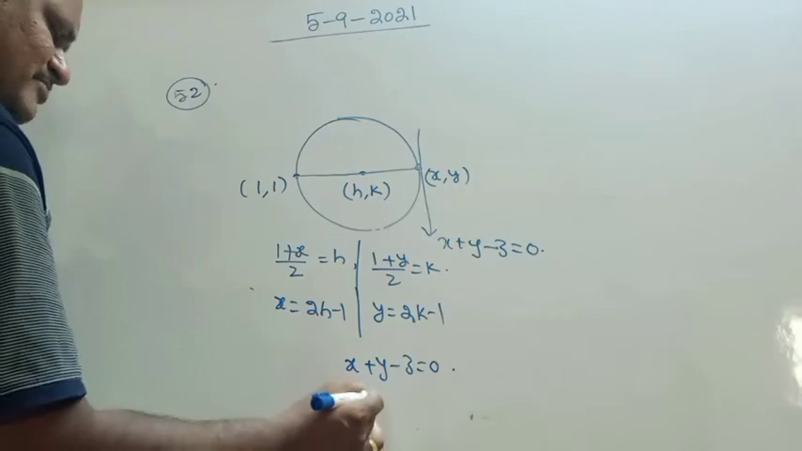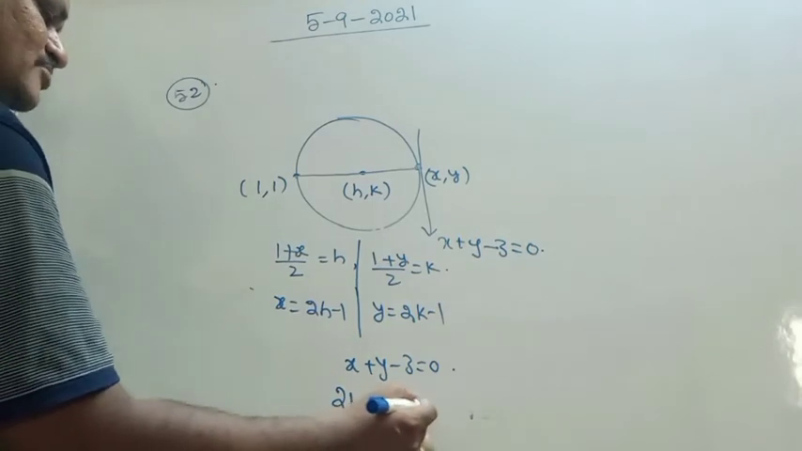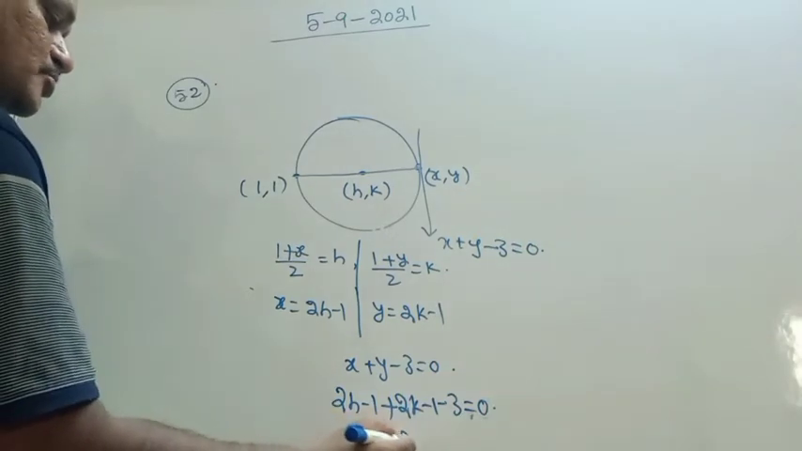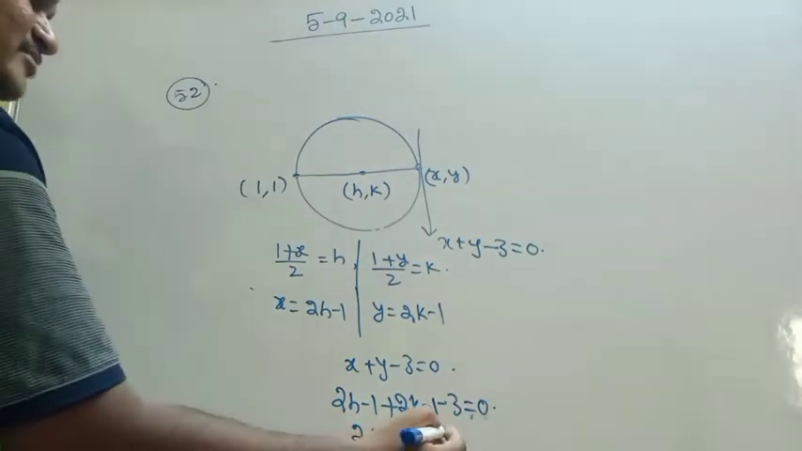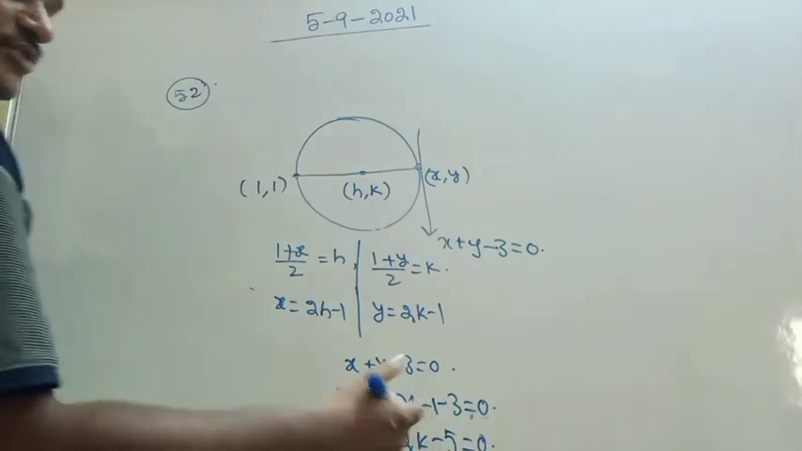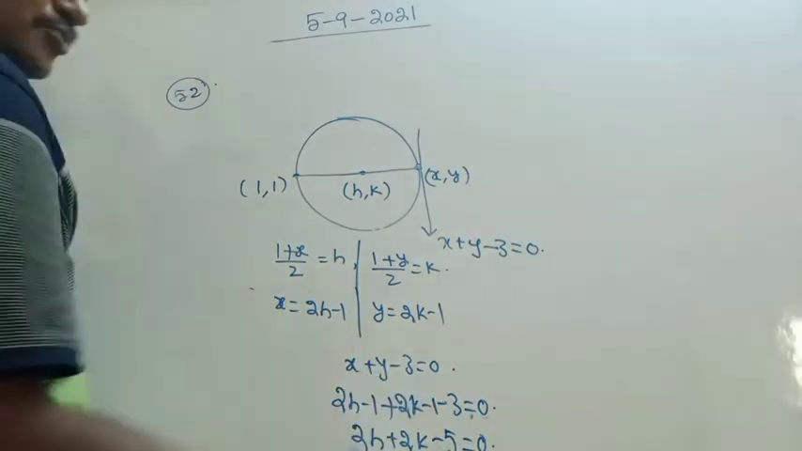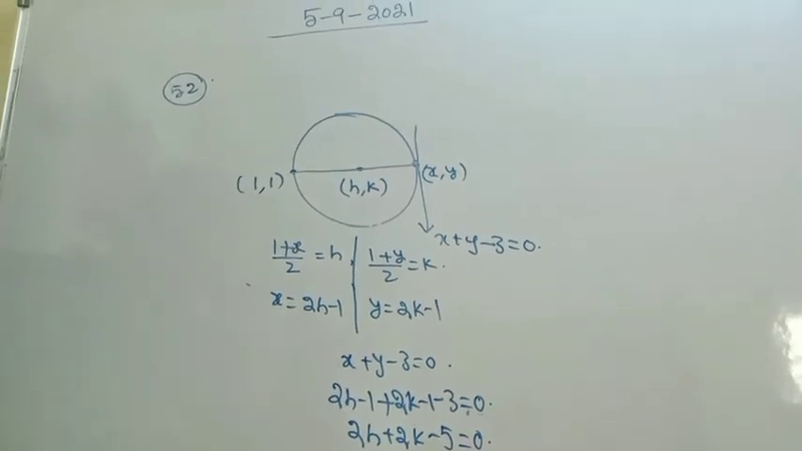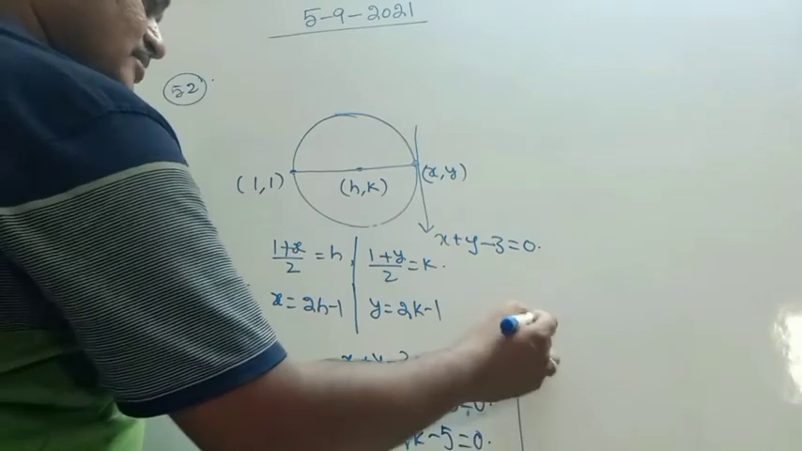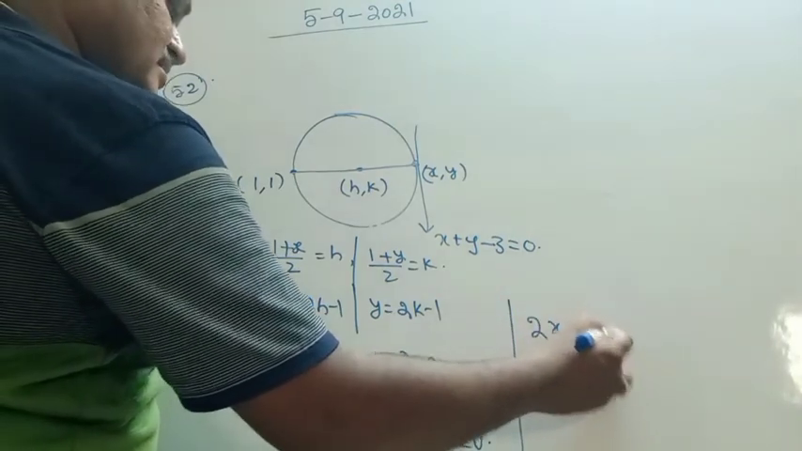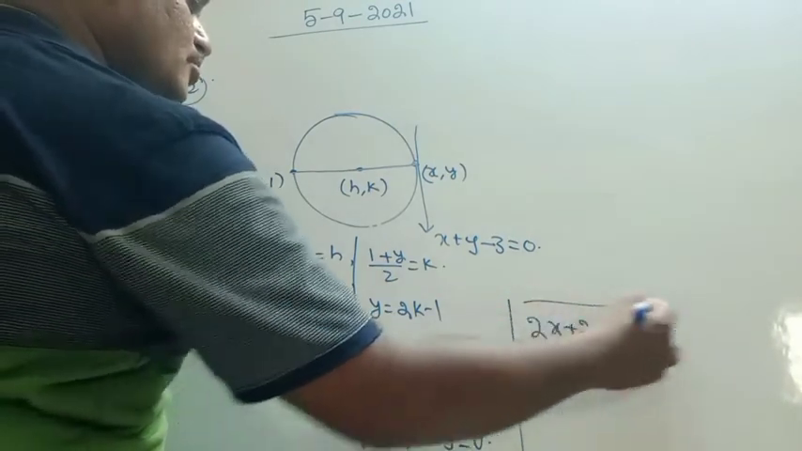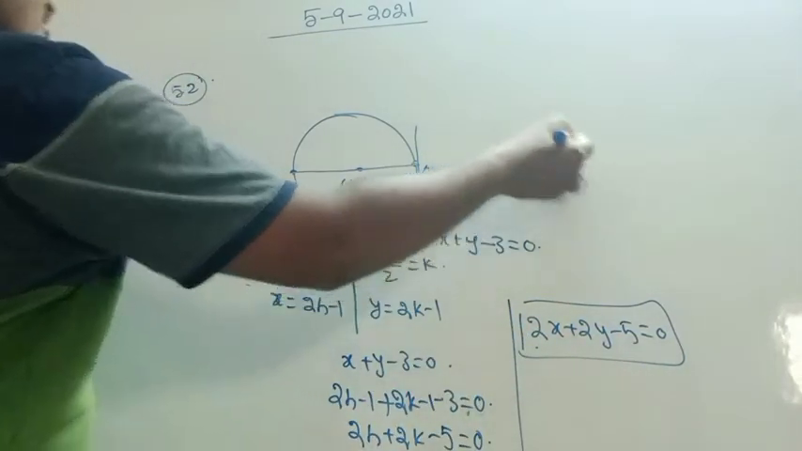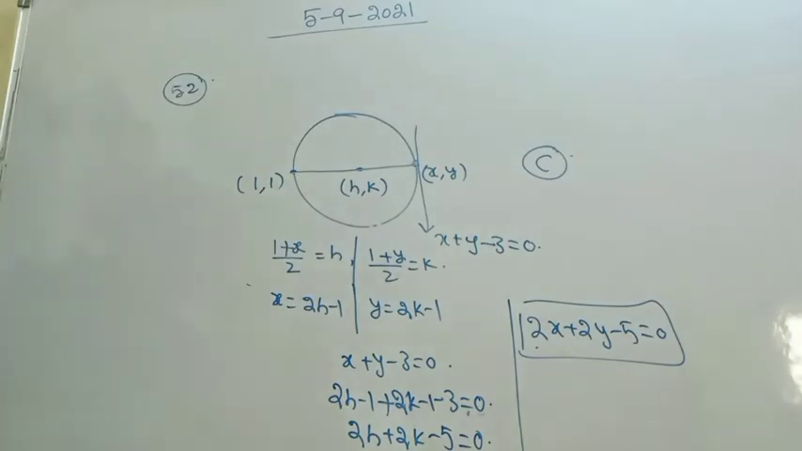This is now 2h - 1 + 2k - 1 - 3 = 0. This is nothing but 2h + 2k - 5 = 0. Now it is the locus. We can convert that into xy. We will have here 2x + 2y - 5 = 0. This is the way we will get it. This is nothing but option C that we are going to get for this problem.